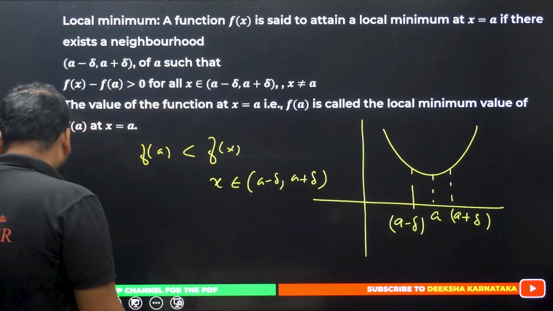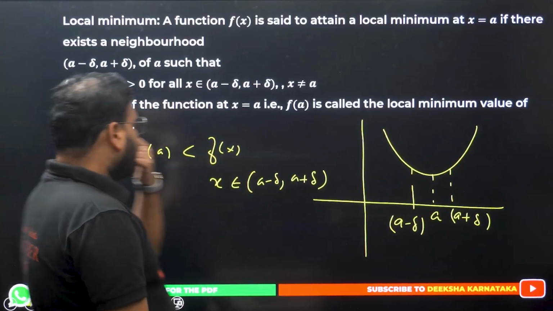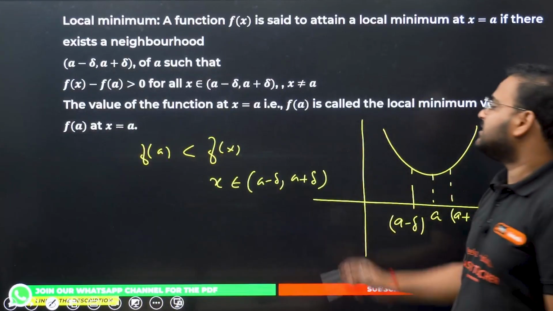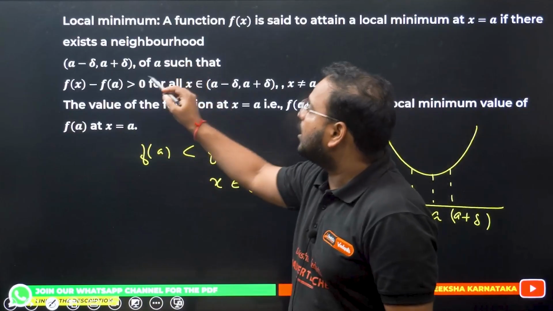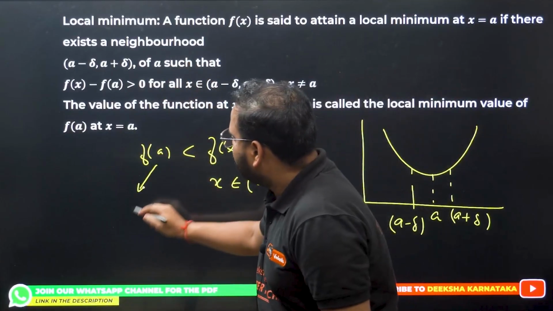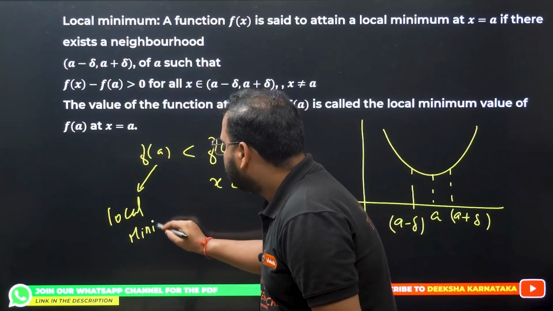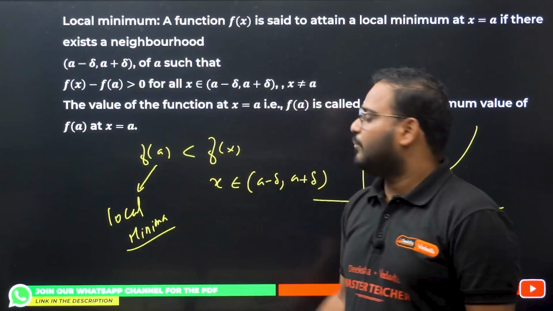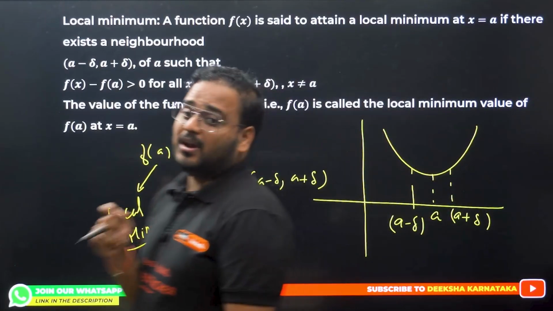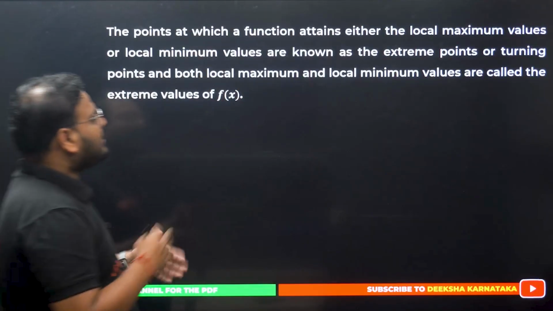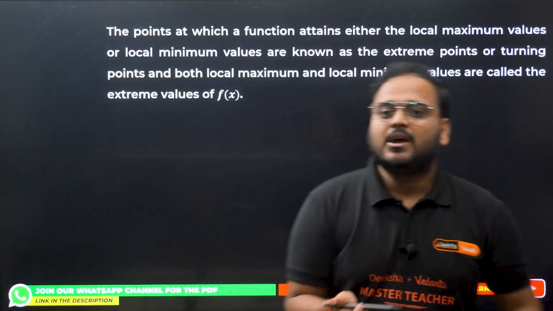This is the meaning of neighborhood of the point A, and that's how we understand and define local minima in this case. This f of A will be called local minima. Please check. Local minima, and the point A will become the point of local minima. Now there can be a case where nothing is there.